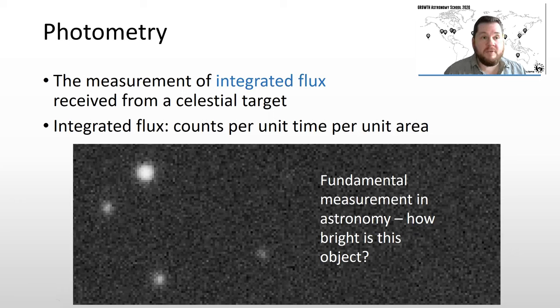Photometry is the measurement of integrated flux received from a celestial target. By integrated flux, I mean the counts per unit time, per unit area. And this is, as I say in the slide, a fundamental measurement in astronomy. How bright is this object? It's one of the most fundamental questions we can ask about anything we see in the night sky.